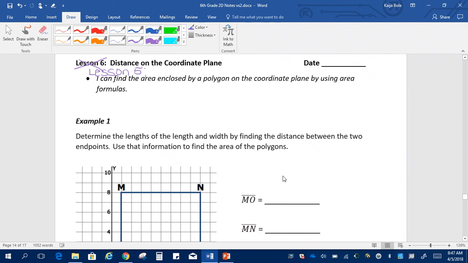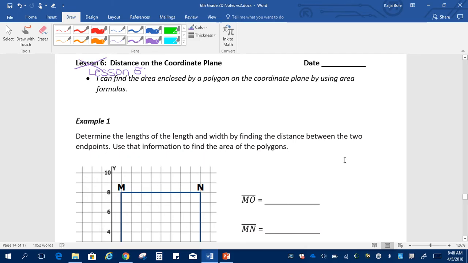Alrighty, here we are on lesson 5, distance on the coordinate plane. Again, make sure you're on the lesson 5 page of your notes. I know mine says 6 at the top, but I crossed it off, and it should look just like this. This is where we're going to start for today, and we're going to skip around a bit, so make sure you pay attention to what page I'm on.